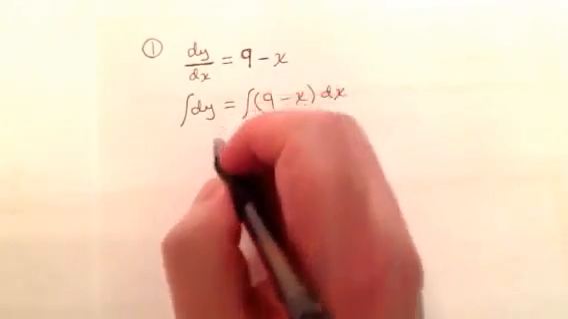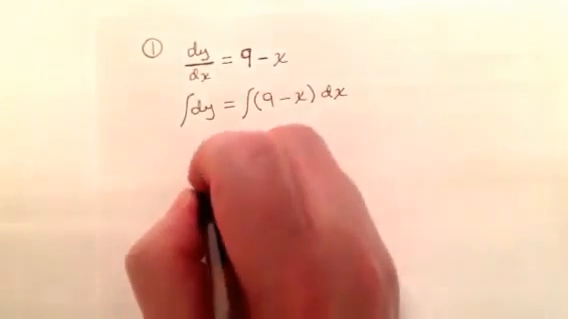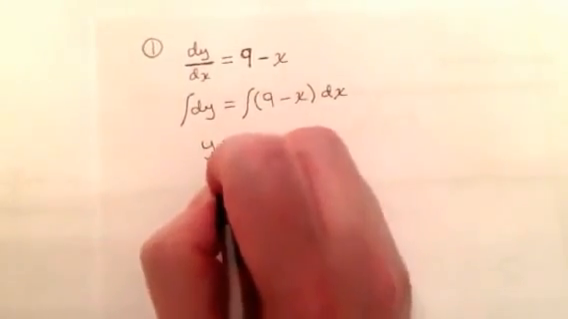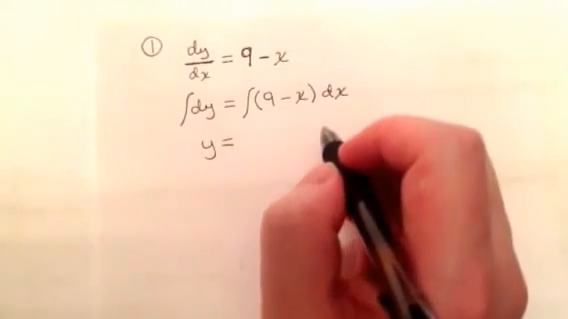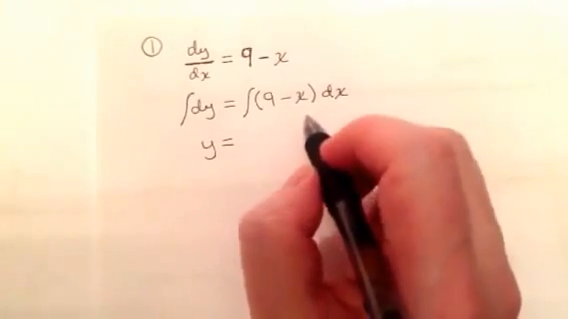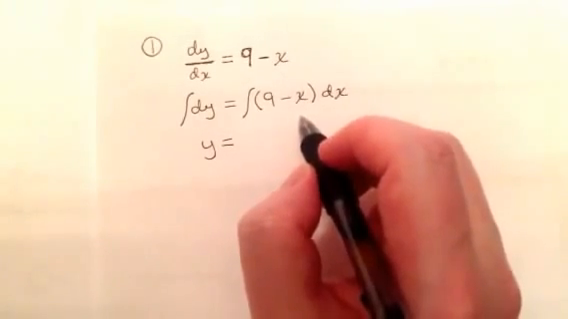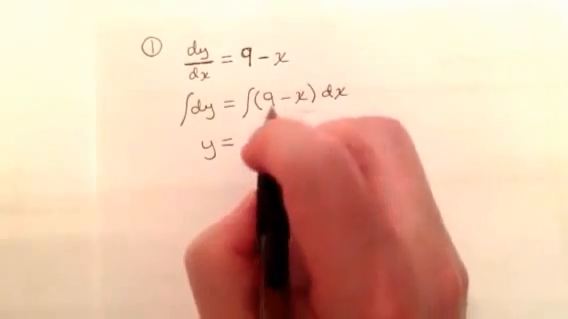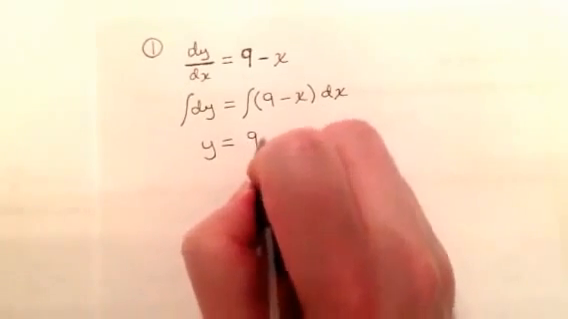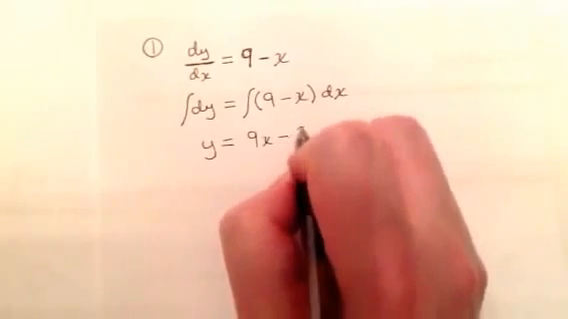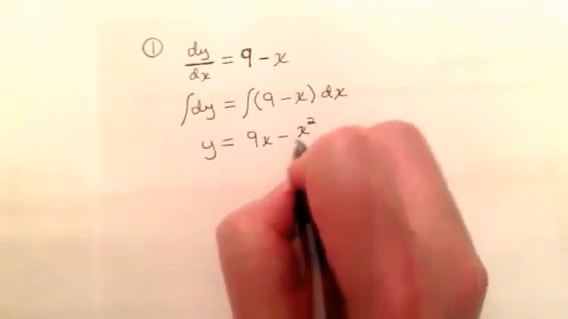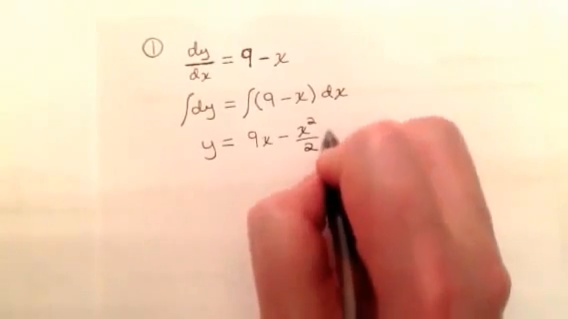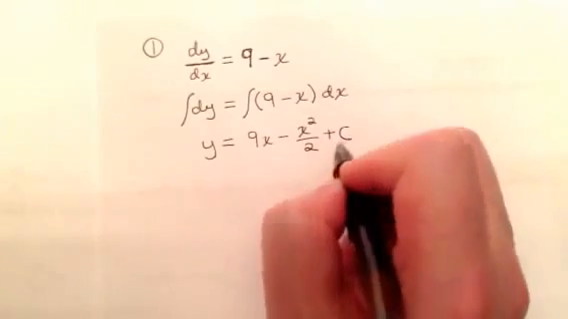Okay, so the antiderivative of dy becomes y, and the general solution for y will be the antiderivative of 9 minus x dx plus a constant, and thus we end up with y is equal to 9x minus 1/2 of x squared plus c.